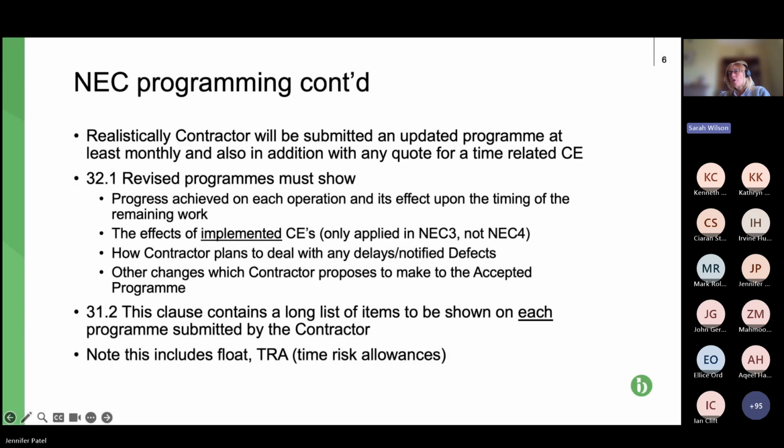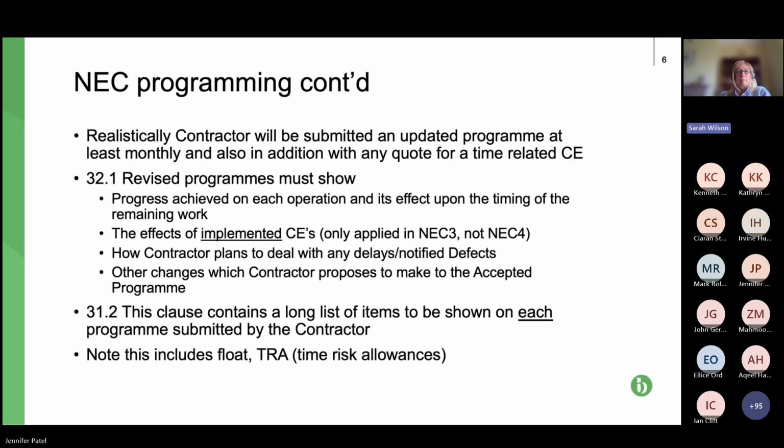So it shows that this is very much a developing issue, and to me, it's one of the best things about NEC, because at the end of the project, you should have a series of programmes which show, as a matter of fact, what was happening on site at specific points in time.